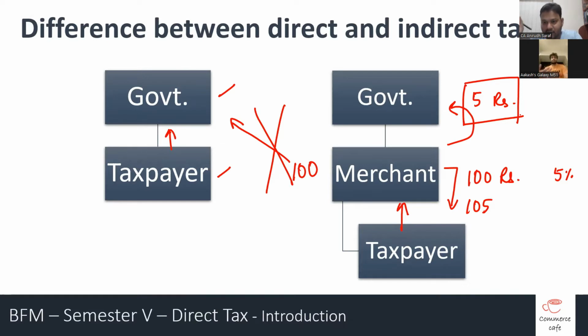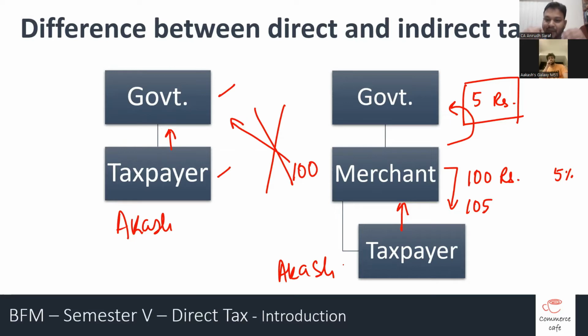Yes, sir. So ultimately, it is coming from your pocket only, no? In this case, who's the taxpayer? Akash. Even in this case, who is the taxpayer? Akash. Right? Because ultimately it is coming out of your pocket. It's just that you are not paying it to the government directly. You are paying it to the merchant, and the merchant is giving it to the government. That is why this is called indirect tax.